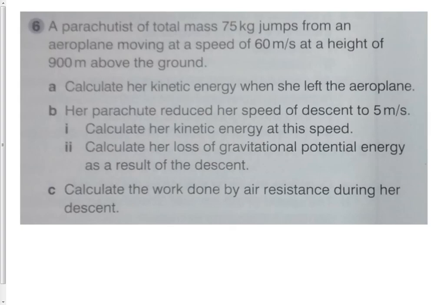There we go. Calculate her loss of gravitational potential energy as a result of the descent. Okay, well, that's going to be mgh. Now, they haven't told you g in this, so I'm going to use 9.8 just because the numbers are to 2 sig fig, so I'm going to use my version of g to 2 sig fig. If you use 10 for this, don't lose any sleep over it. Remember, in the exam they'll always tell you which version of g to use. So it's 900 meters change in height.